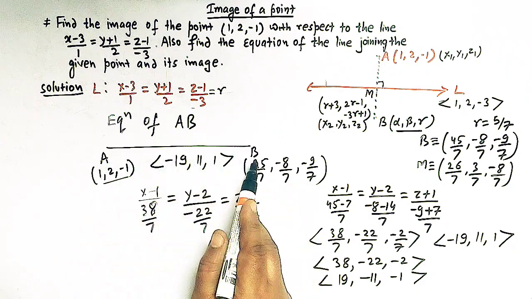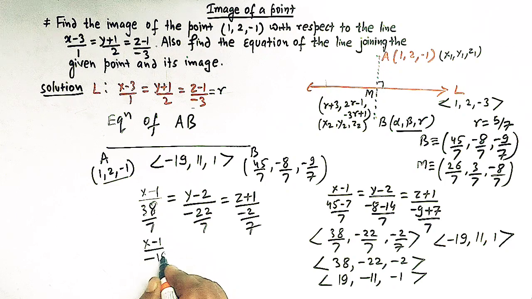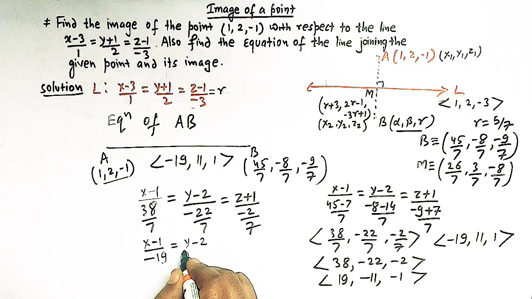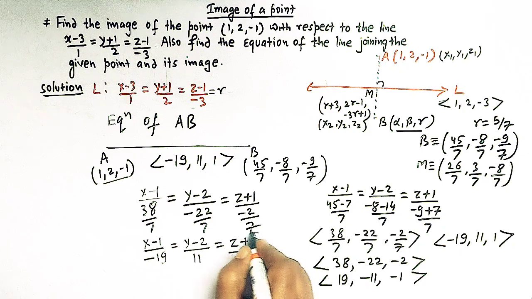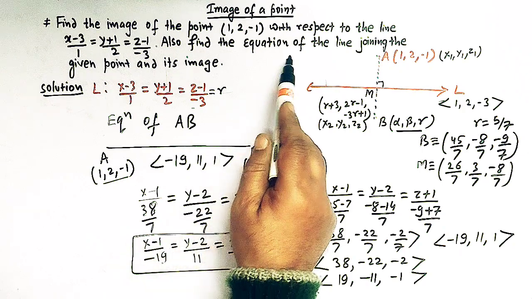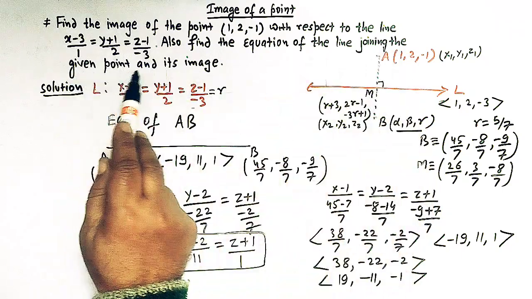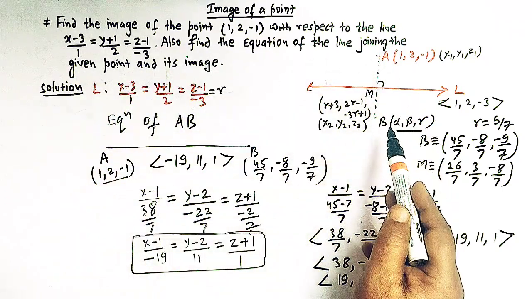So the equation of this line AB is now x minus 1 over minus 19, then y minus 2 over 11, and then z plus 1 over 1. So this is the required equation of the line joining the given point and its image, that is point B.